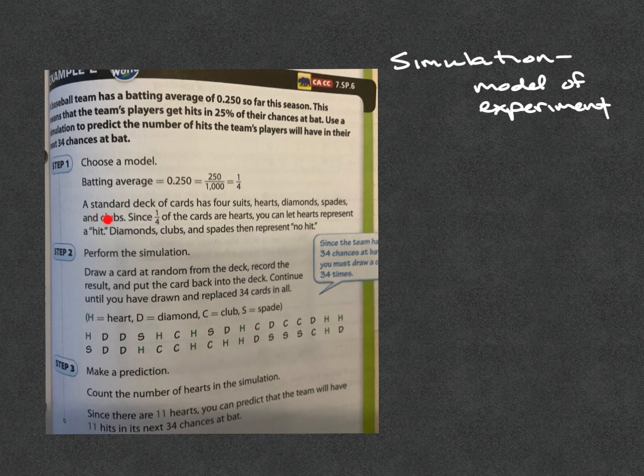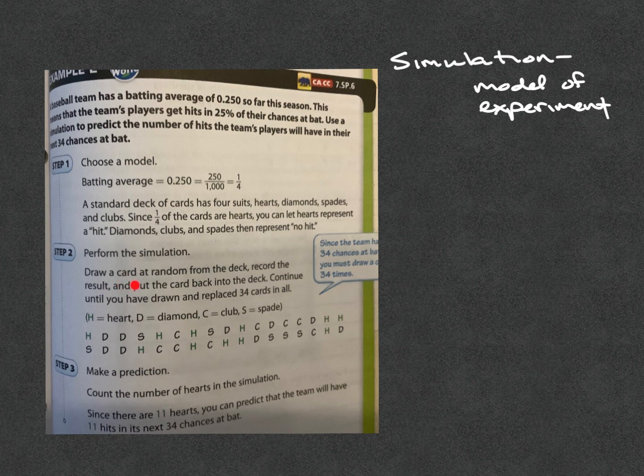So this person thought, well, a standard deck of cards has 4 suits: hearts, diamonds, spades, and clubs. Since 1/4 of the cards are hearts, you can let hearts represent a hit. Diamonds, clubs, and spades would then represent no hit. And that's your simulation. It's something in place of that has the same probability that you can simulate with. And you can pull 34 times, because that's what they asked for. Pull from the deck of cards. This is better than gathering up several players and going out to the baseball field and seeing how many times the whole team hits out of 34 at-bats.